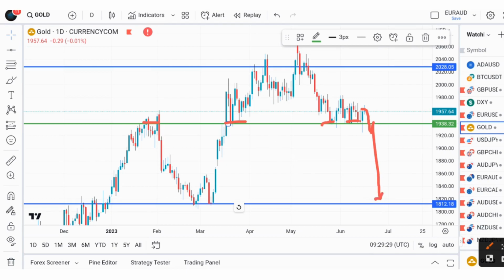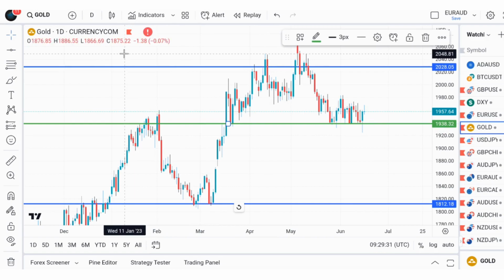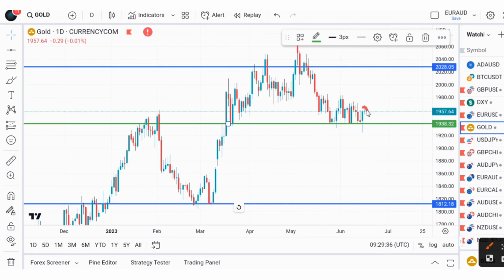But all the bias we're having now is against the US dollar, which means that the US dollar is weak. So any adjustment you see which is above this particular area should be an opportunity for you to look for a bullish setup to 2028. So that's that on gold.